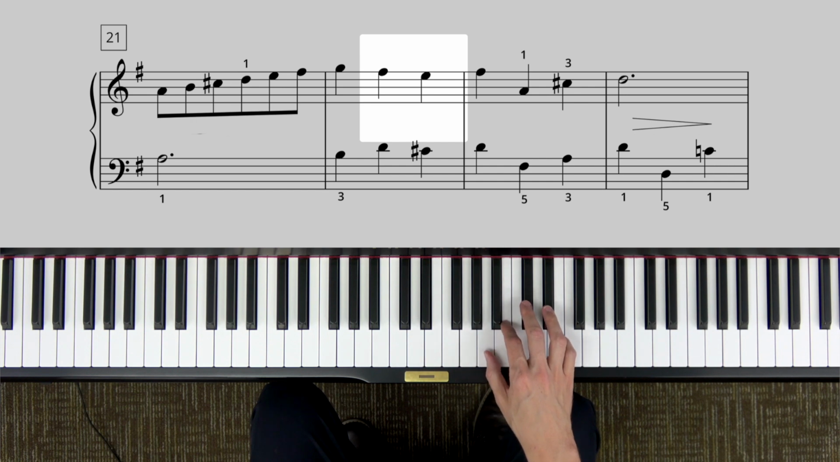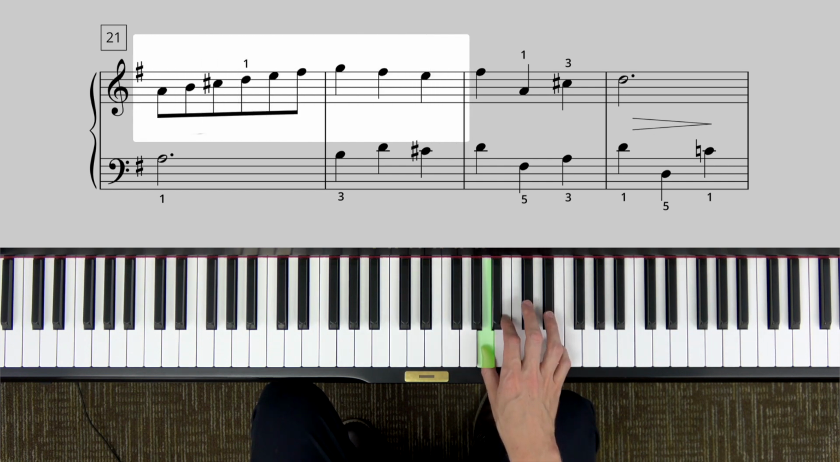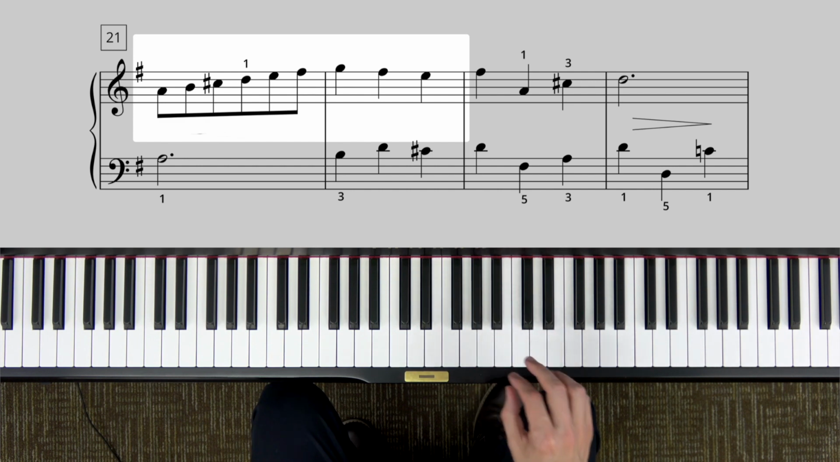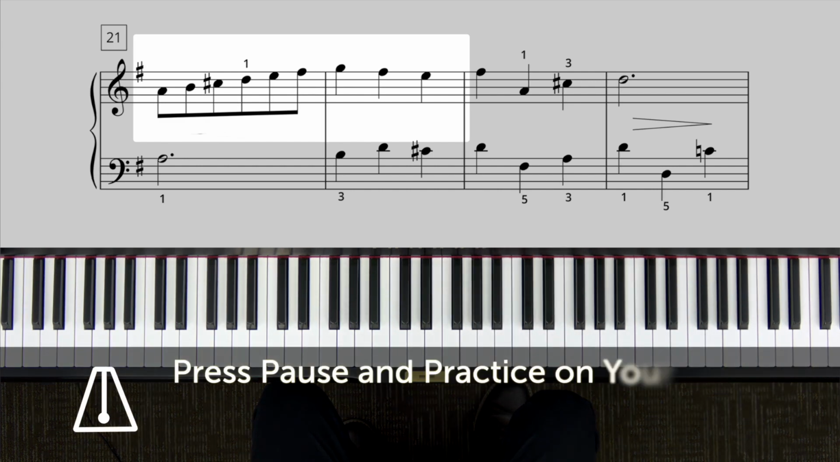Now pause the video and try measures 21, starting finger 1 on A. Practice measures 21 and 22, then press play to go on.